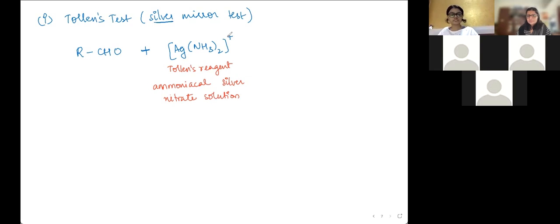We represent this with the positive charge because this complex is the one taking part in the reaction. To keep it neutral, you also have the NO3 minus anion, but we ignore that because this is the main thing that takes part in the reaction. Okay, so you mix ammonia with silver nitrate, you get ammoniacal silver nitrate solution.